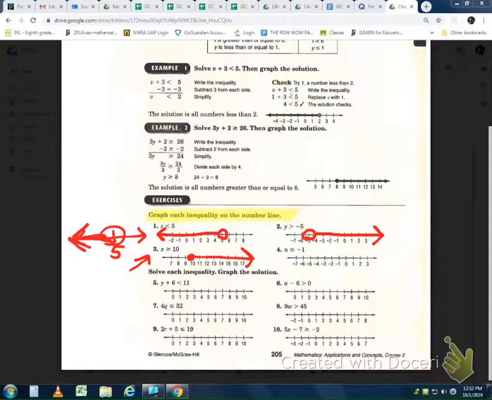Number 4, n is less than or equal to -1. What kind of circle is less than or equal to, Brandon? Closed circle on -1. Which way is it pointing, or where do you go with less than? Left. To the left, and make sure you fill in the arrow. Okay, so we've done one of each kind, so you will have some problems where you are just graphing the lines. Are there any questions about graphing?